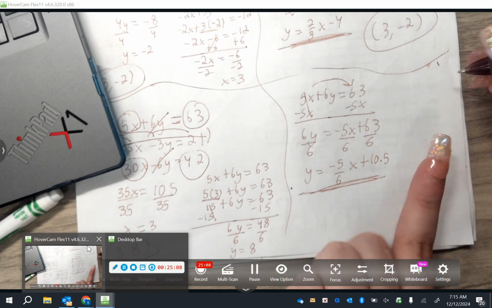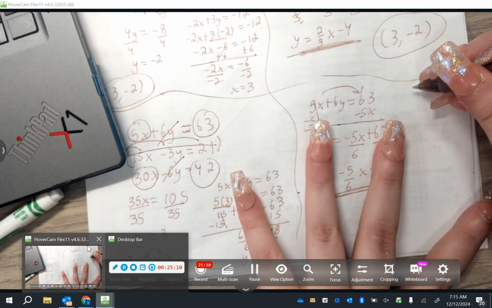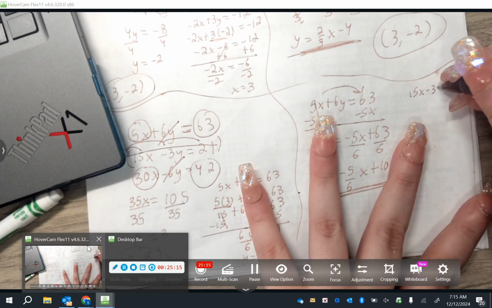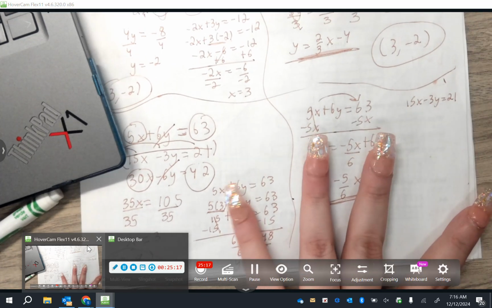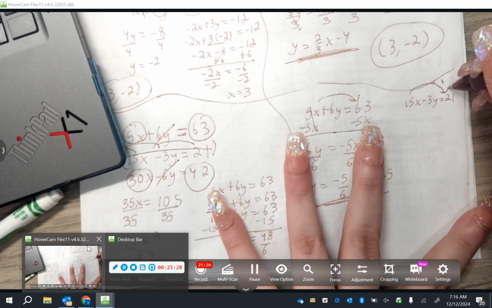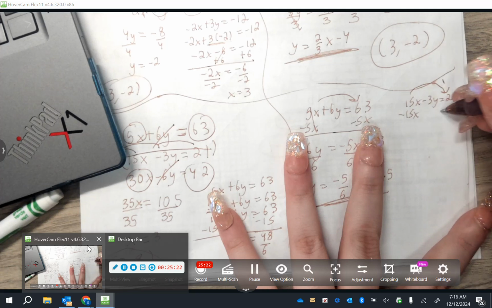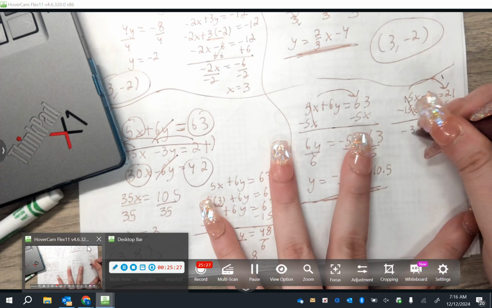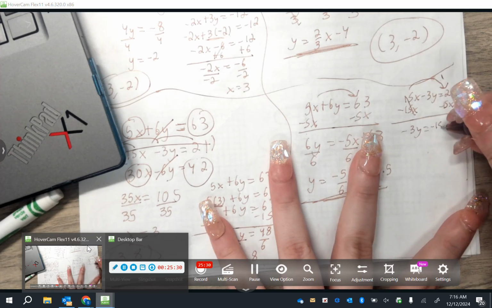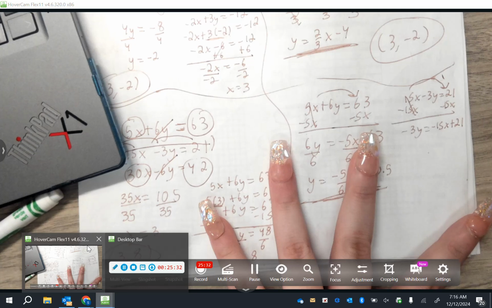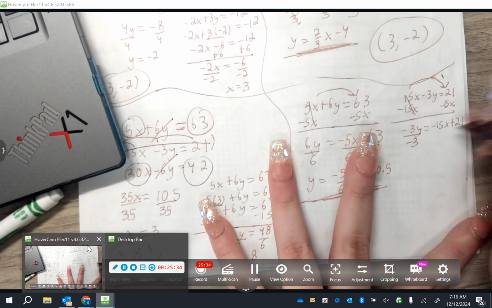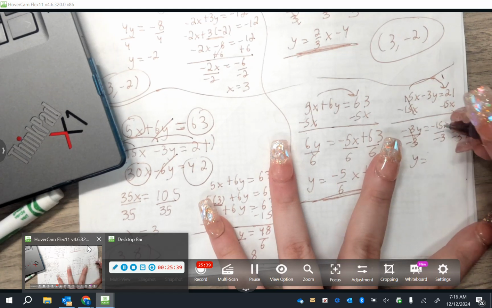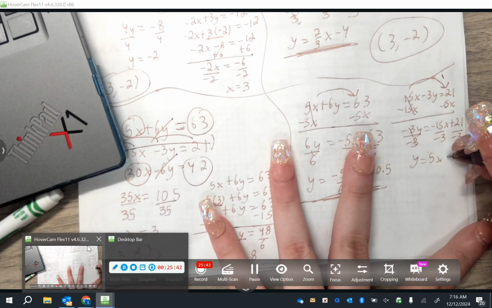Let's convert the other one. So we have 15x minus 3y equals 21. I want to get the y by itself. The opposite of positive 15x is minus 15x to both sides. Negative 3y equals negative 15x plus 21. Divide everything by negative 3. y equals, was that 5x minus 7?